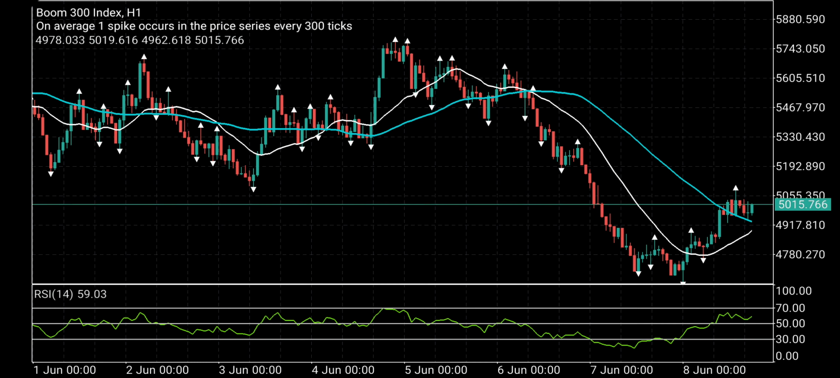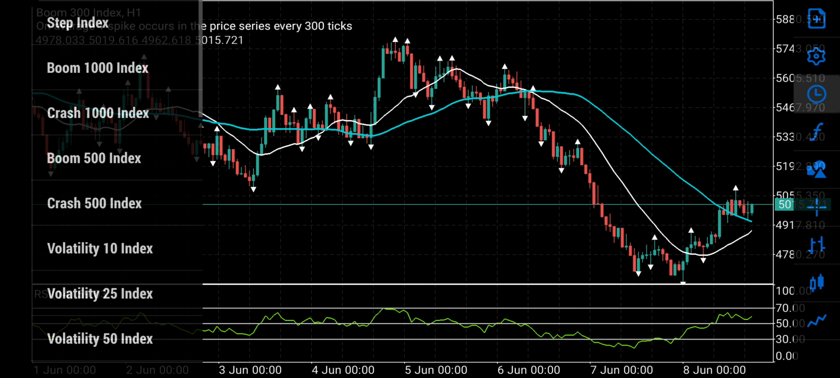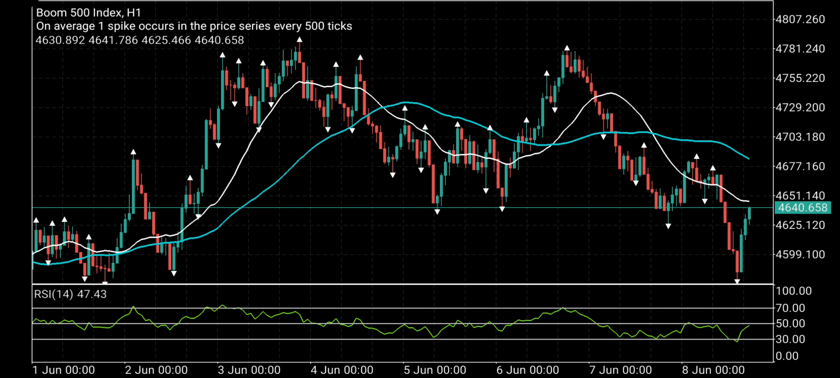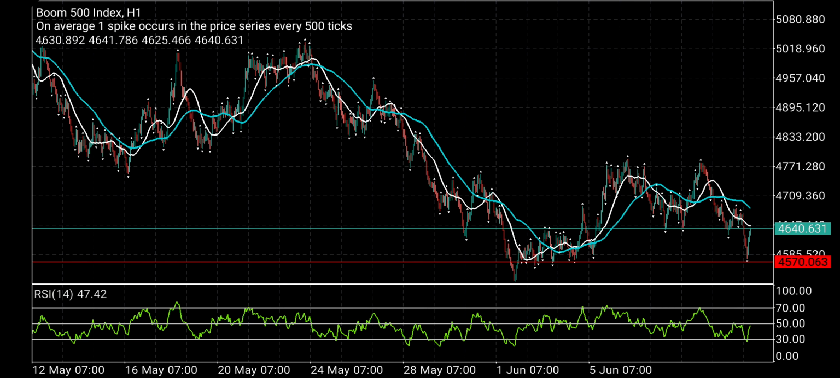So this is boom 300. Basically I do start from boom 500 or crash 500, one of the 500 indices. So we have boom 500 right here. Let's load it up and let's see what the market is saying. So I'm going to zoom in a bit. This is 1 hour time frame.